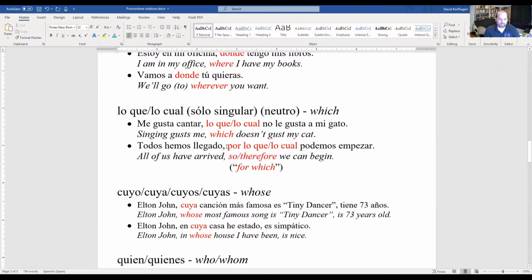But literally, this is kind of like "for which," right? Or "for which reason," for that reason we can begin, something like that, right? So we'll say it means "which," but really we wouldn't translate it that way. We would translate it as something like "so" or "therefore," right?